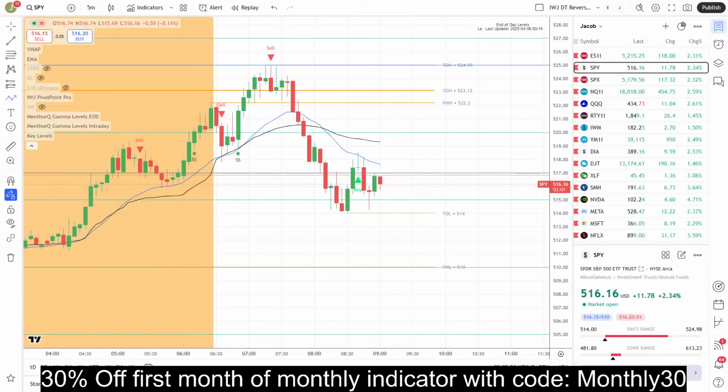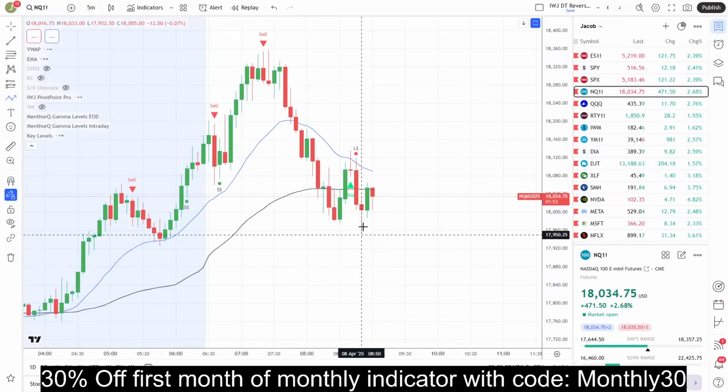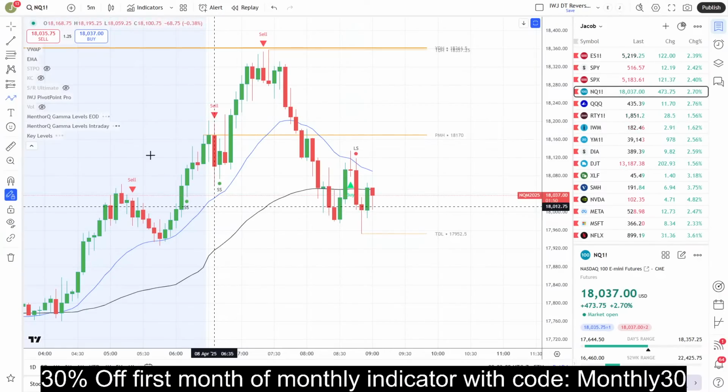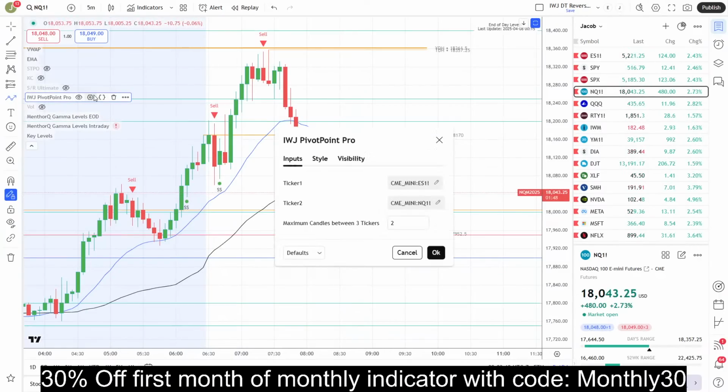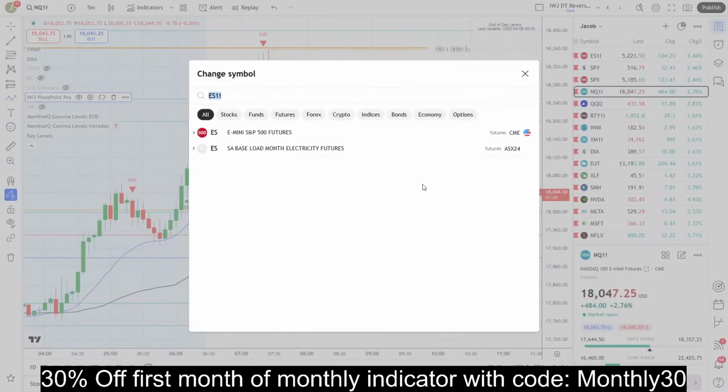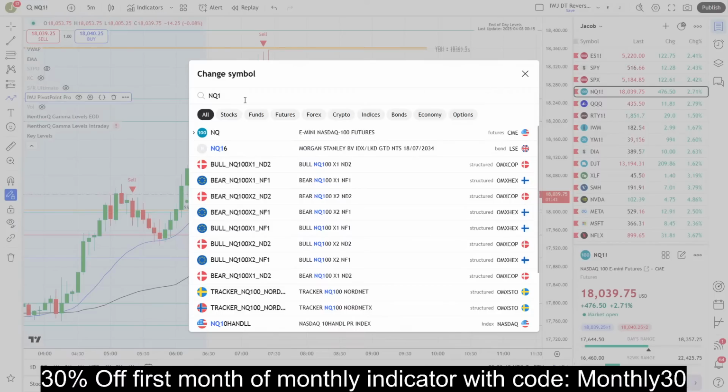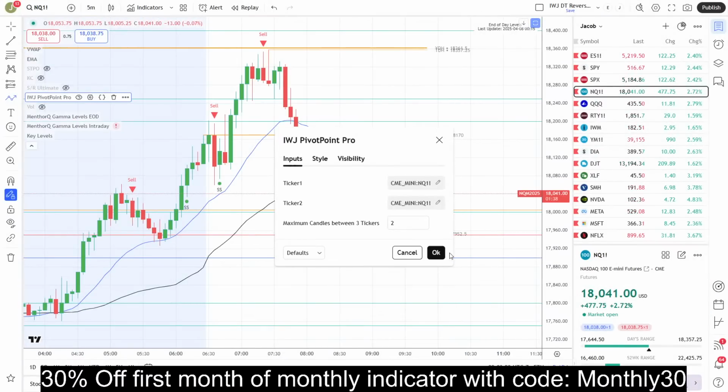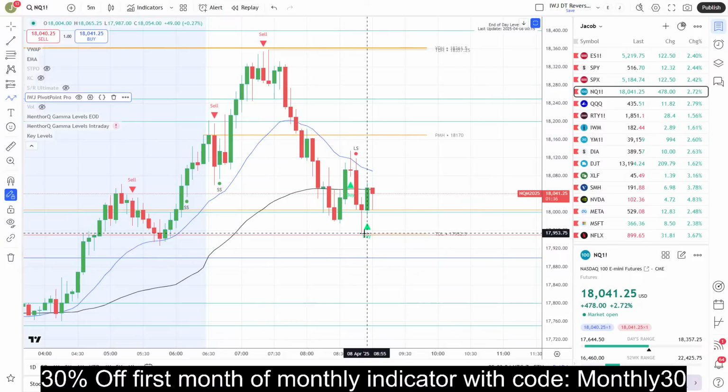Somebody in my room mentioned they did not see the buy on NQ. So if you have the indicator and you go to the NQ, you have to change your inputs. Right now, if you go to the NQ, you're not going to see the buy signal because it's still looking at the ES for confirmation. But if we come in here and change our setting to the NQ, you'll see the buy right there. So that's why you don't see it on here.